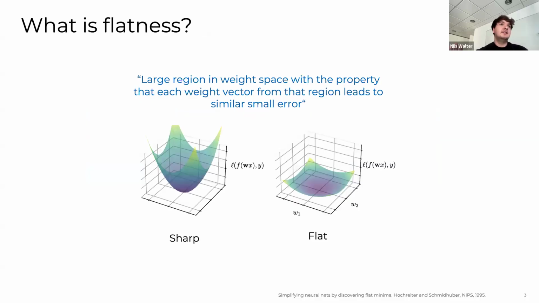Now, what is flatness? It's a very, very old hypothesis already introduced by Hochreiter and Schmidhuber in 1995. And the idea is very simple. These are large regions in the weight space where the loss with regard to the weights stays constant. That's a flat region. And if it wiggles a lot or changes a lot, it's called sharp. Very simple. The intuition is that if we now have a little noise somewhere, the network will stay the same and we will have better generalization.